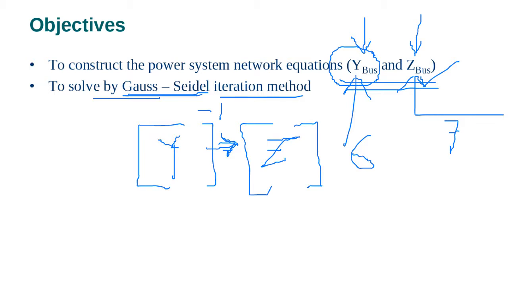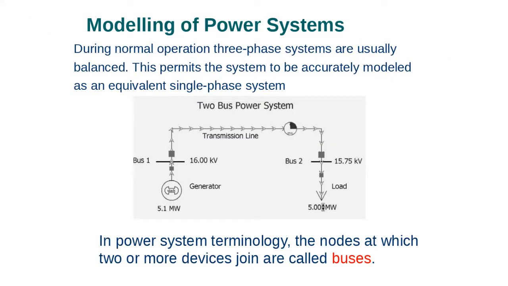All right. So in modeling of power systems, you're familiar with the normal operations of three-phase systems, usually balanced. That is why we put them as a single line diagram. So we call it a single phase system, but this will be an equivalent single line. So we call it a single line diagram.